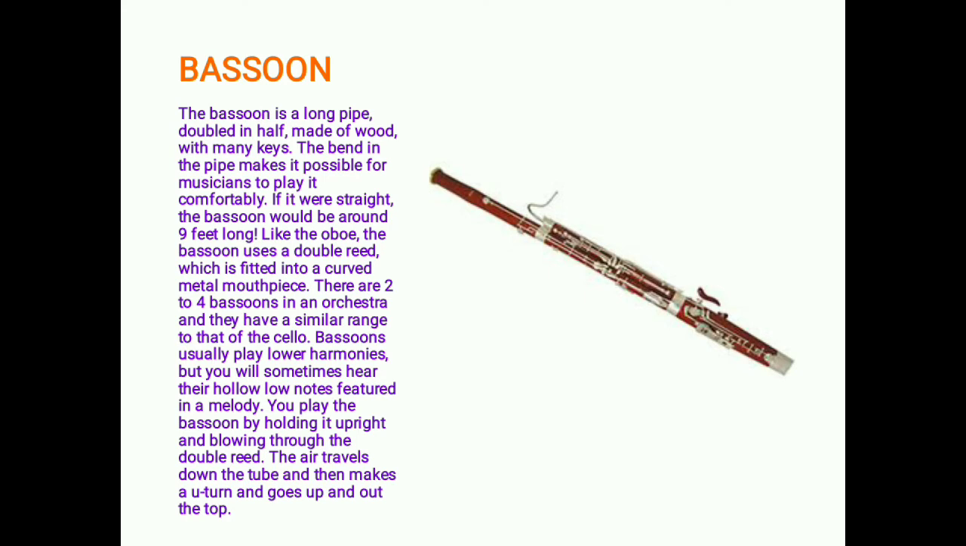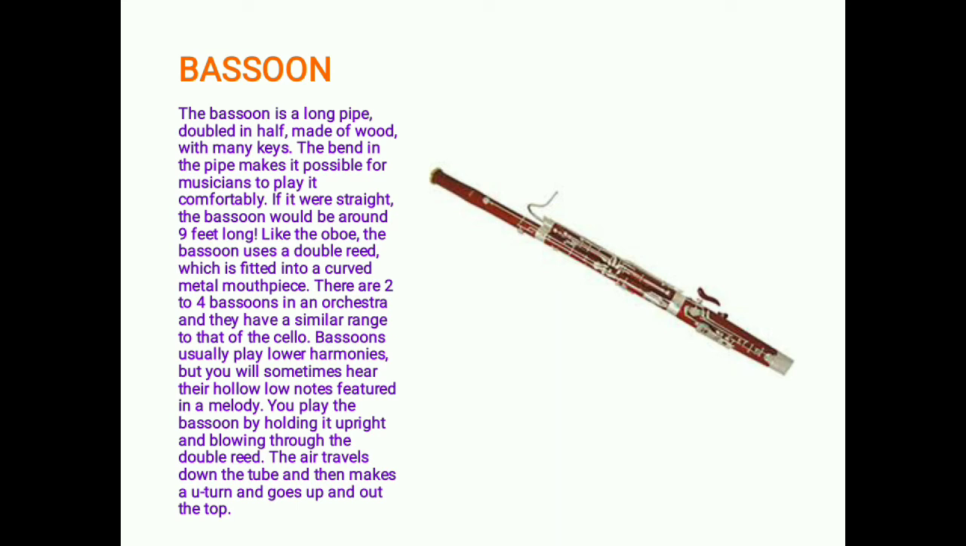Bassoon. The bassoon is a long pipe, doubled in half, made of wood with many keys. The bend in the pipe makes it possible for musicians to play it comfortably. If it were straight, the bassoon would be around 9 feet long. Like the oboe, the bassoon uses a double reed which is fitted into a curved metal mouthpiece.